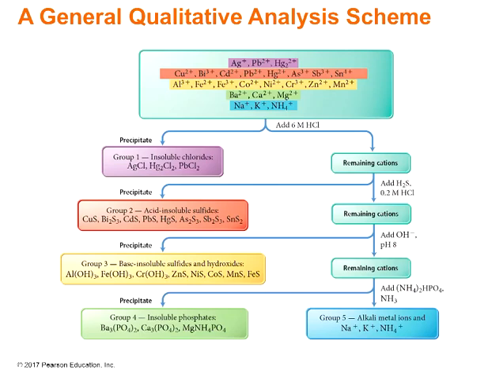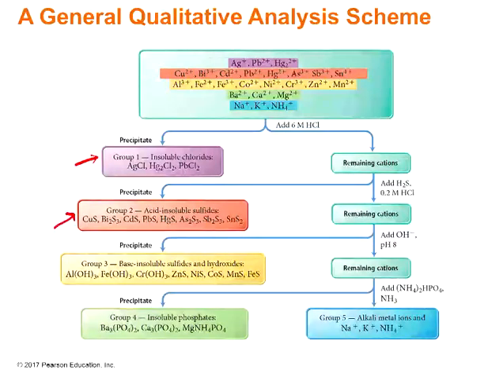So this is a general qualitative analysis scheme. Basically, scientists were able to group different ions together, and if you follow this flow chart, you can kind of figure out which ions are removed during each precipitation event. And this can help you identify what's in an unknown solution of ions. So you'll notice that we have group 1, which contains insoluble chlorides. So silver chloride, mercury chloride, lead chloride.